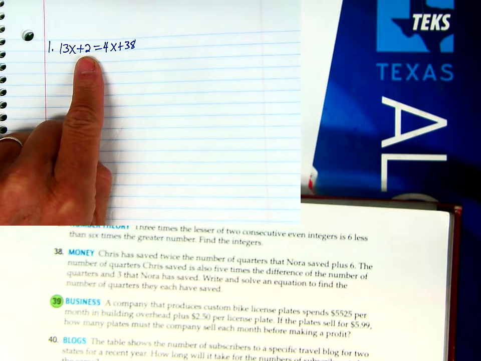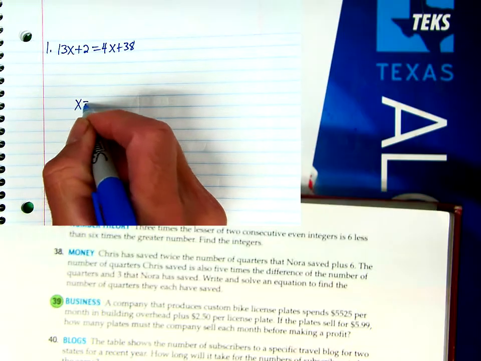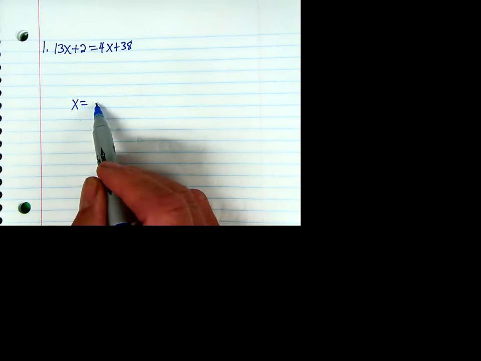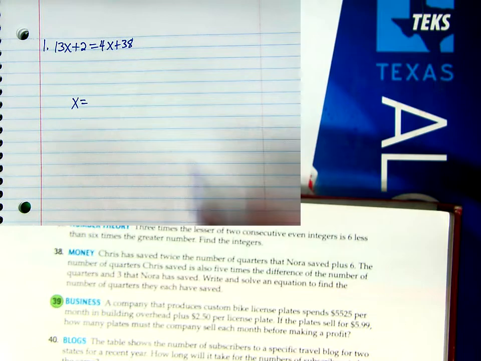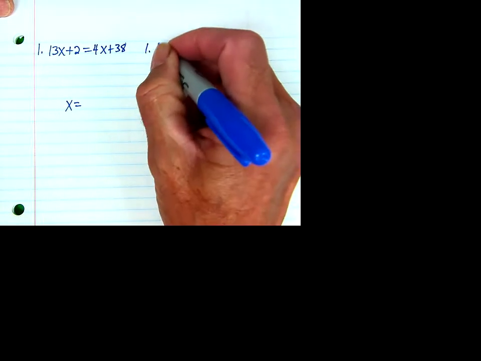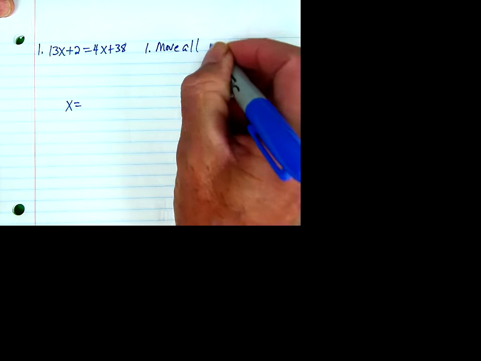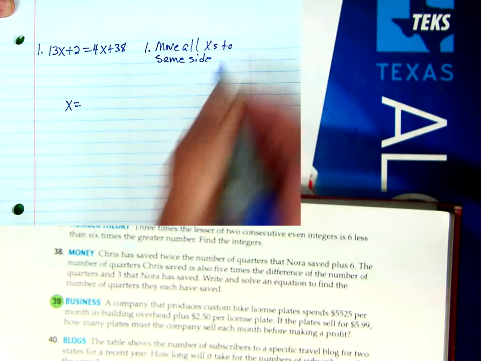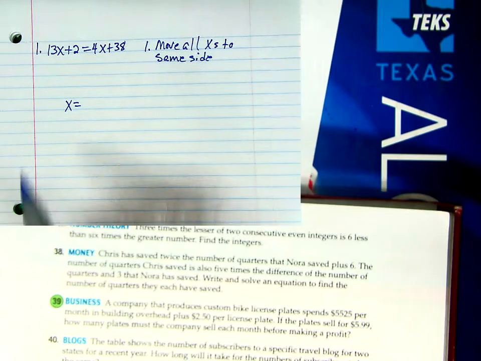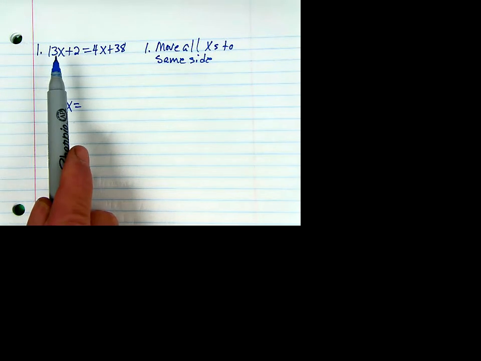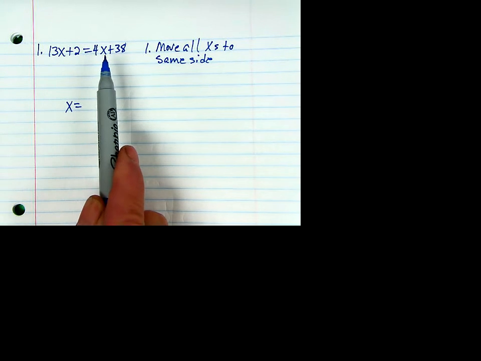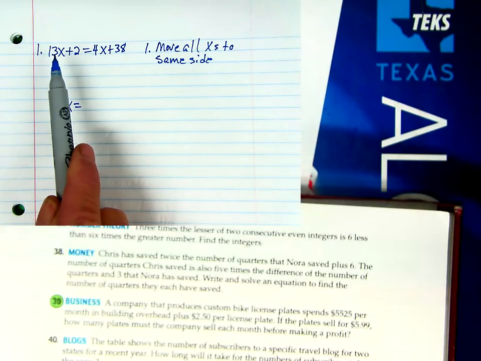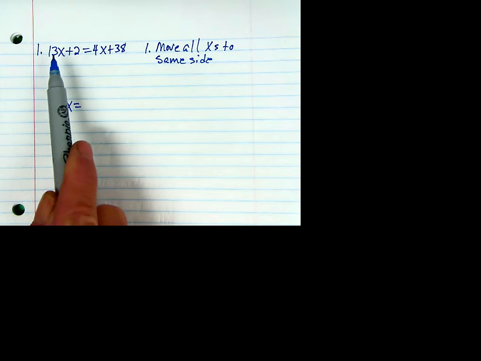So it's time to start moving things. Here's our goal. X equals, and then there'd just be some number right here. We're going to follow our 3 steps that are on the board, the first of which is move all x's to same side. On the left, I have 13 x's. On the right, I have 4 x's. There's more x's on the left-hand side, so this is the side I want my x's to end up on.